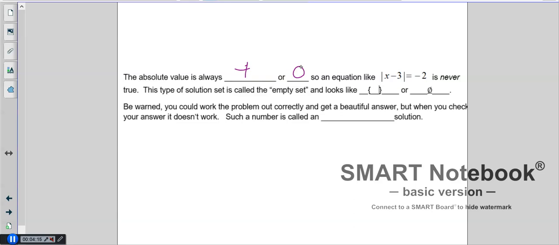So when we have something like this where an absolute value is equal to a negative number, that's never true. That is called an empty set, and you can use either one of these for that. But be warned, you could work the problem out and get a beautiful answer, like you get a number, but if you go back and check it like I did on the previous problem, it doesn't work out. And that's called an extraneous solution. EXTRANEOUS, extraneous solution. So it's an answer, but it's a lie.